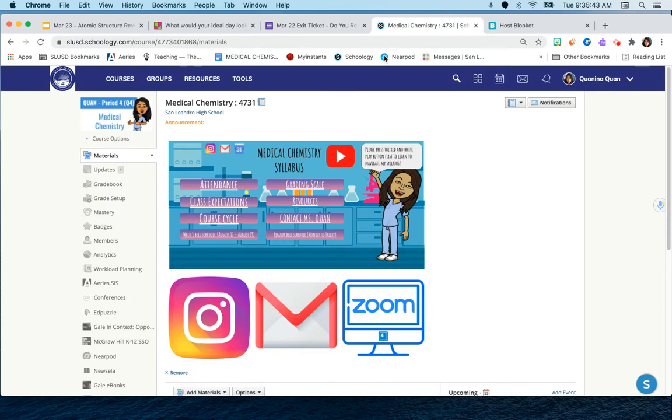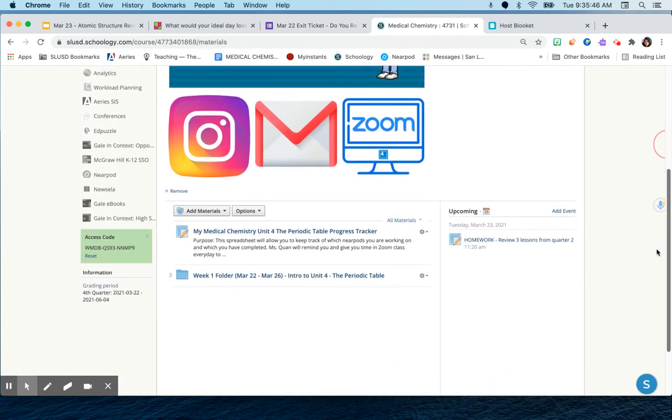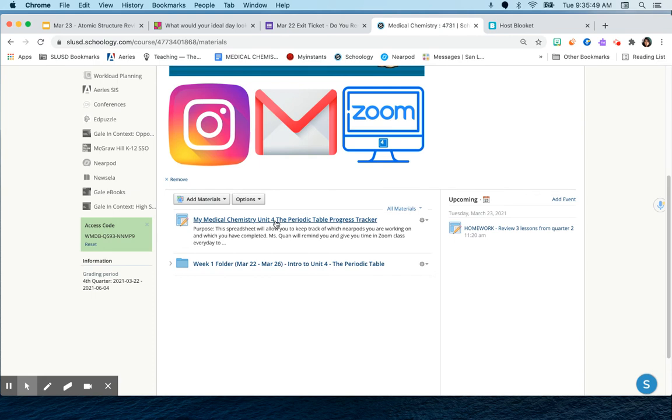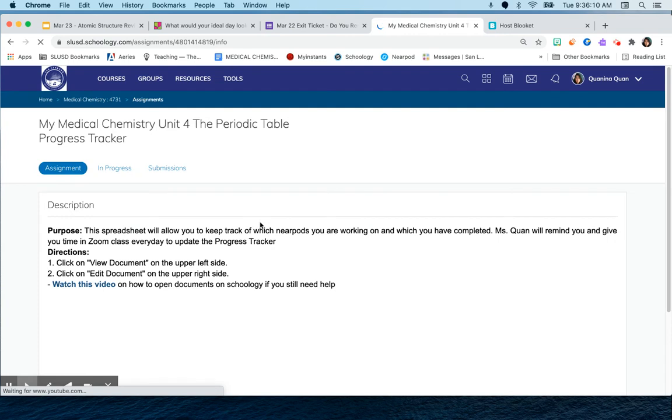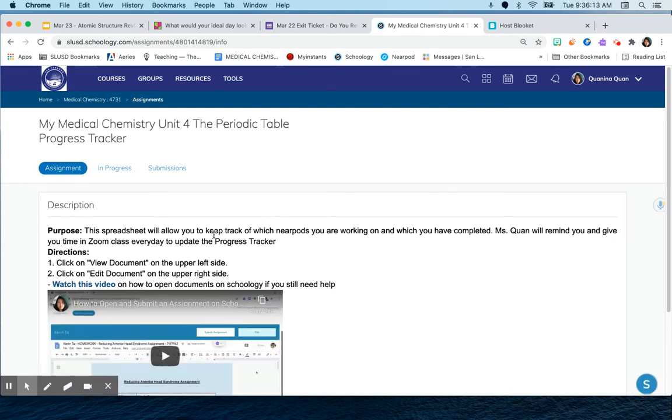After we reviewed, the next thing we did was to update our medical chemistry Unit 4 progress tracker. In quarter 2, a lot of us were really struggling with figuring out which homework we finished and which Nearpods we still needed to complete. So if you go ahead and click on this one, My Medical Chemistry, Unit 4. My goal with this spreadsheet is to allow you to keep track of which Nearpods we're currently working on and which you have completed. And I'll give you some class time at the end of Zoom class each day to update this progress tracker.